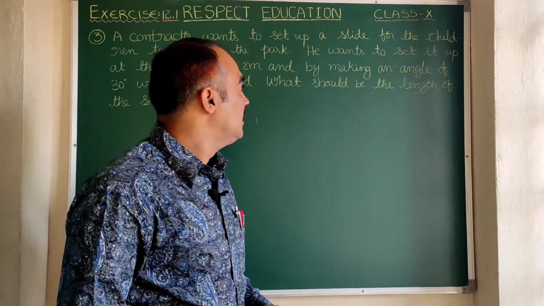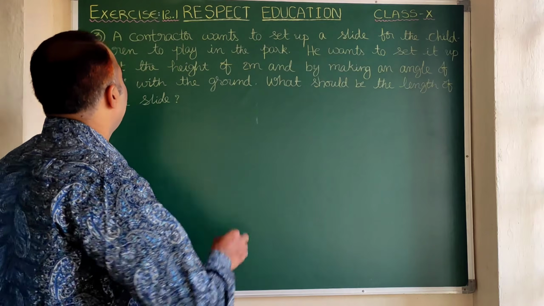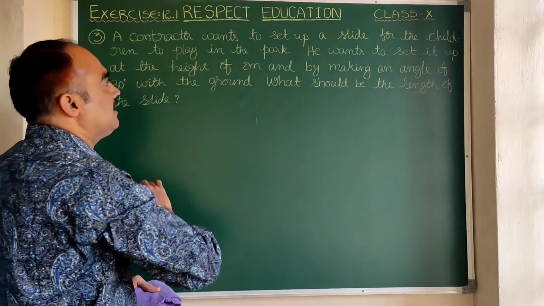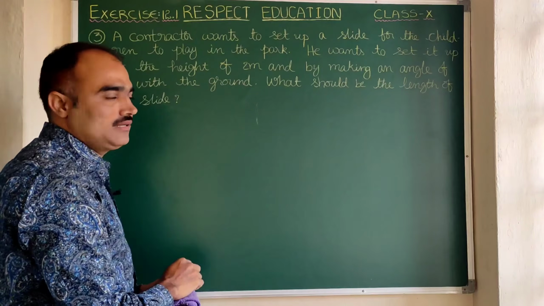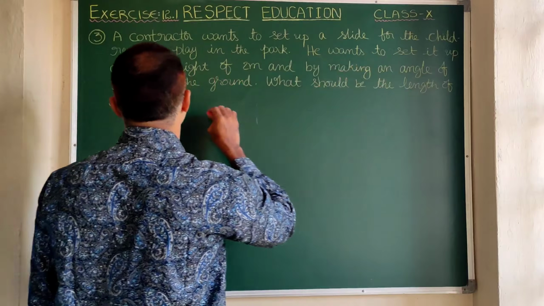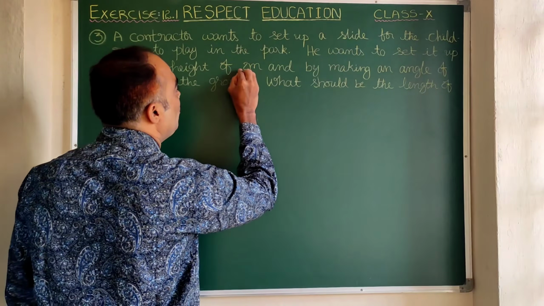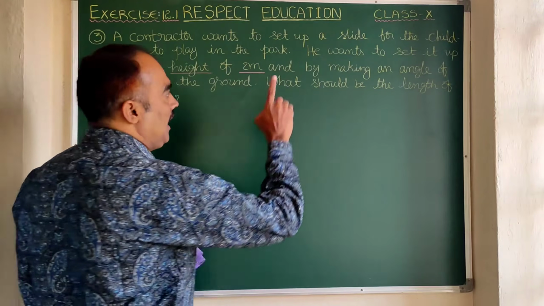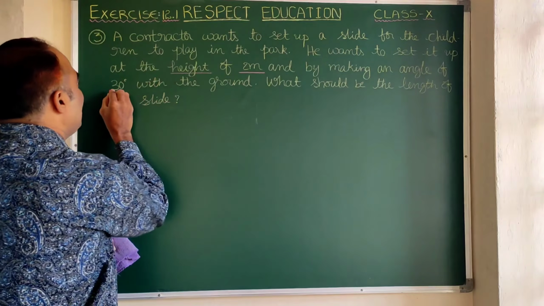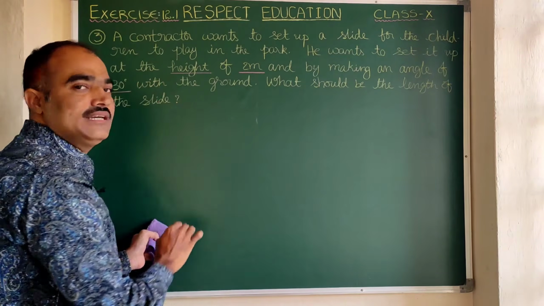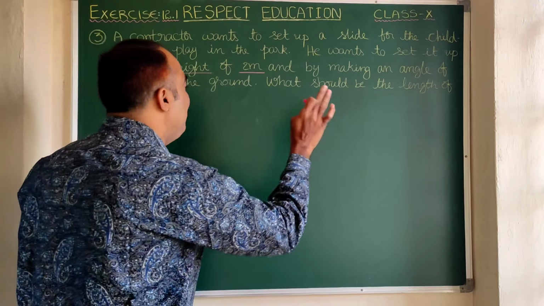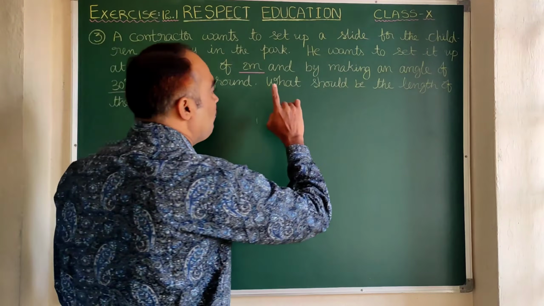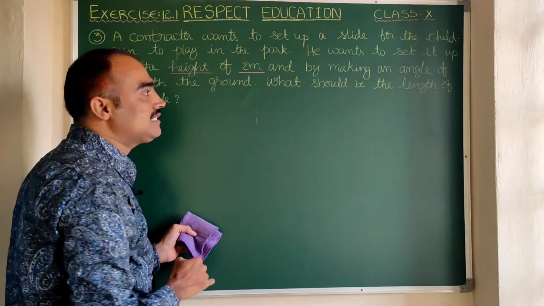Now let us see the next question, that is question number 3. A contractor wants to set up a slide for the children to play in the park. He wants to set it up at a height of 2 meters. This is the height of the slide, and it makes an angle of 30 degrees with the ground. The slide is making a 30 degrees angle with the ground. This is the angle of elevation. What should be the length of the slide?